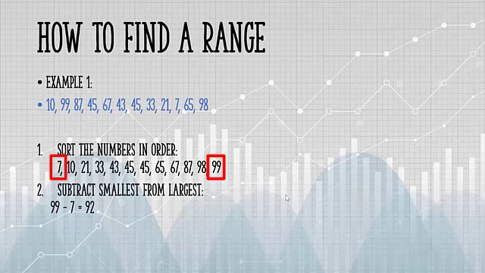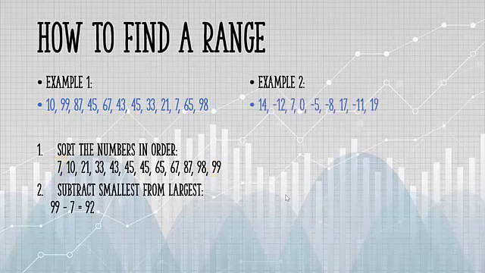That's my range, 92. Another way to look at it is that there are 92 numbers between this number and that number. If I start counting at 7 and go up in whole numbers to 99, I'll count 92 numbers. Let's take a look at a second example. Let's find the range for these integers.